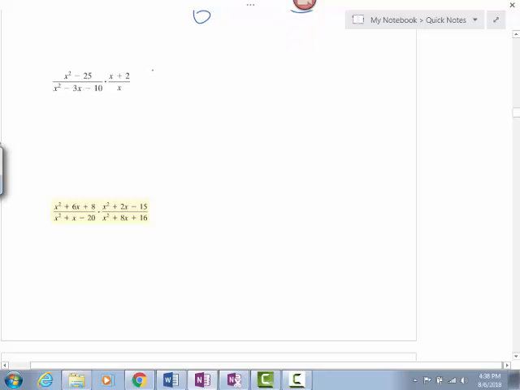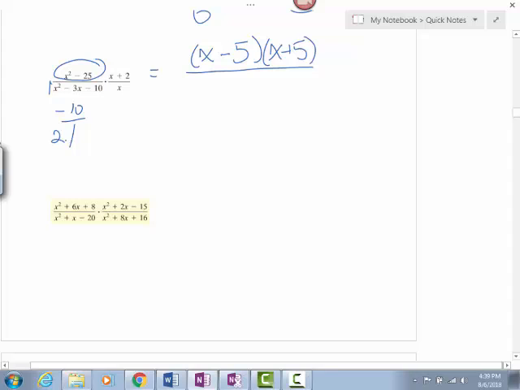Let's take a look at this next problem here. Okay, x squared minus 25. I'm going to use my difference of squares formula. x minus 5 and x plus 5. For the bottom part here, let's see, 1 times negative 10 is a negative 10. So 2 and a minus 5 multiply to negative 10, and they add up to a negative 3. So that's an x plus 2. That's an x minus 5.